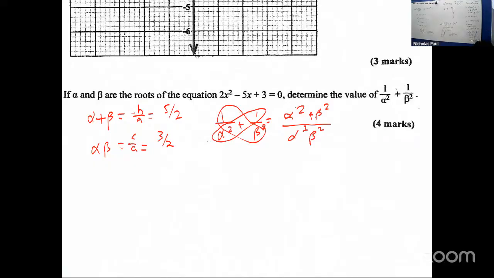And how do we find alpha squared plus beta squared again? Alpha plus beta squared minus 2 alpha beta. Right? So yeah, you have to learn that formula, right? Alpha plus beta was what? 5 on 2.